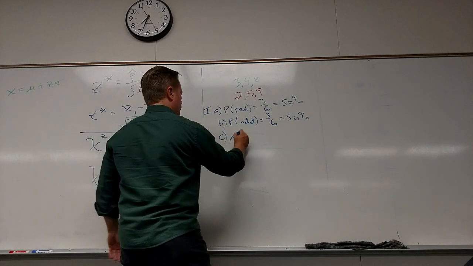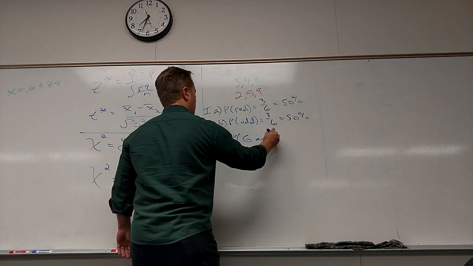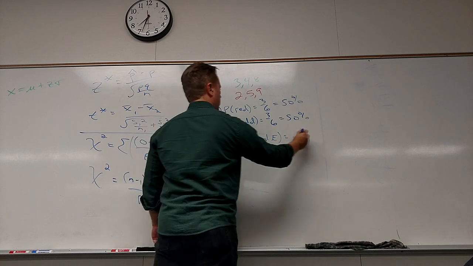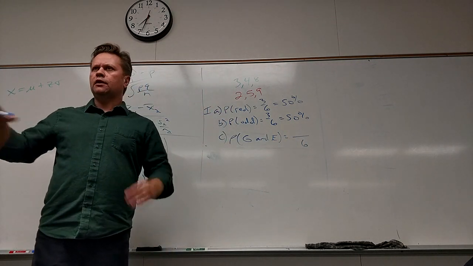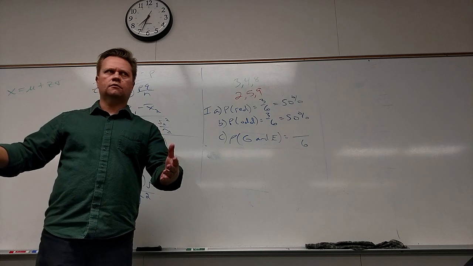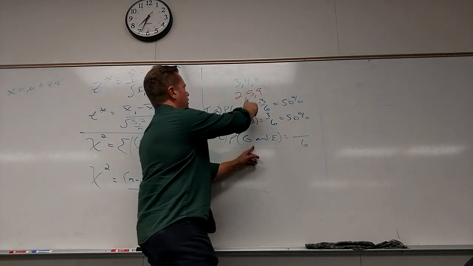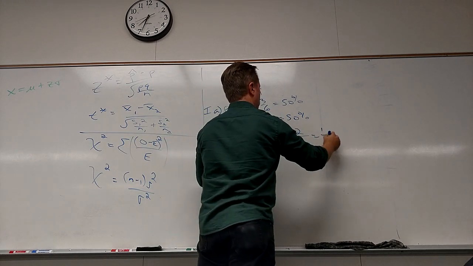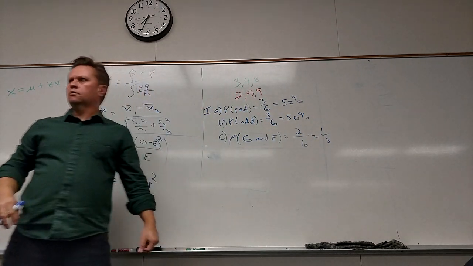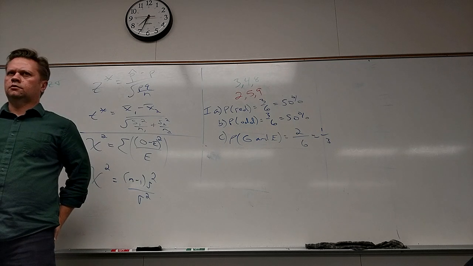Green and even. Yeah, the bottom's still going to be 6, right? To begin with, at least, because I haven't given you any information. And how many are green and even? 2.